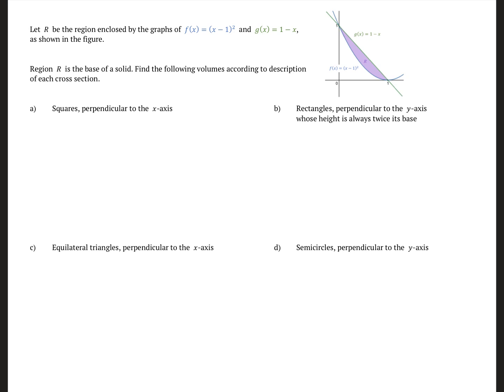Okay, so I'm going to do, in these 4 problems, this is basically every kind of type of problem that you could see, just about. All right, so they're going to start out with some kind of shaded region. You can see the question starts out, let R be the region enclosed by the graphs of f of x equals x minus 1 squared. That's that parabola. And then g of x equals 1 minus x, as shown in the figure. Okay, so we just got that.